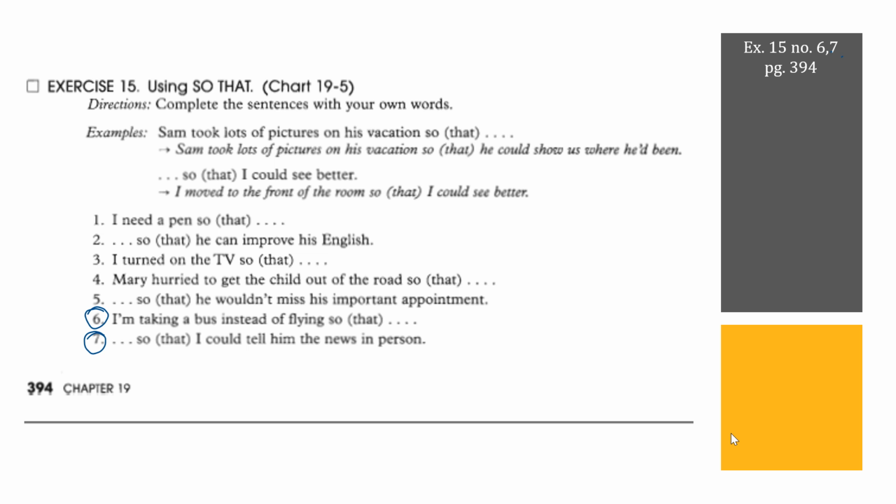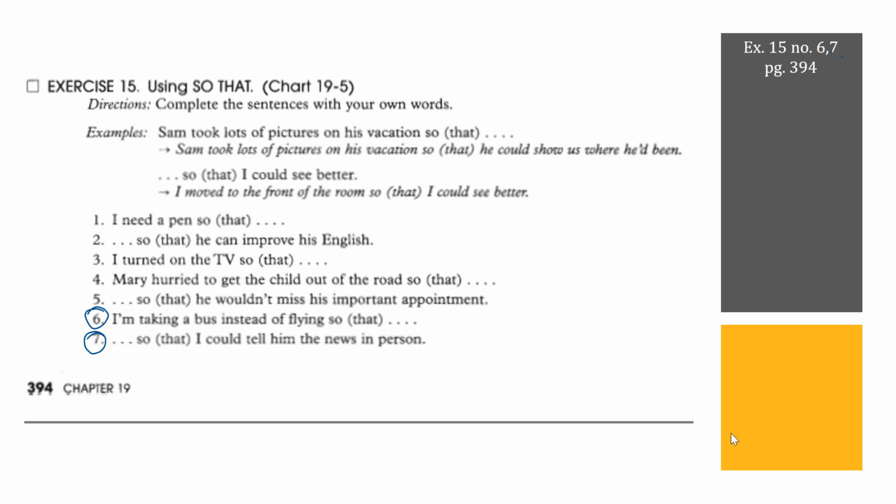The next exercise, using so that. Complete the sentences with your own words. The relationship between clauses that are connected by so that is purpose. Have a look at the examples. Sam took lots of pictures on his vacation so that he could show us where he had been.